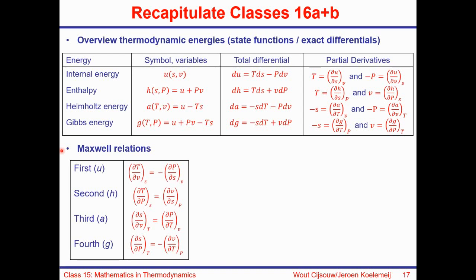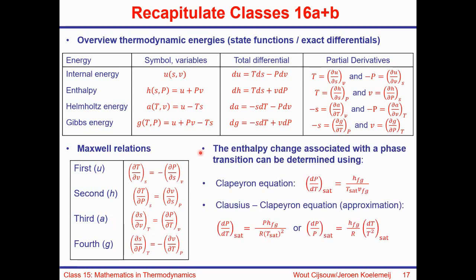In class 16B, we saw the four Maxwell relations, how you can derive these from the internal energy, from the enthalpy, from the Helmholtz energy, as well as the Gibbs energy. And we saw how to use the Maxwell relations to derive something like, for example, the Clapeyron equation, which can be simplified to the Clausius-Clapeyron equation.